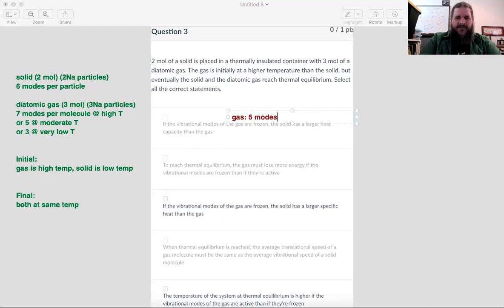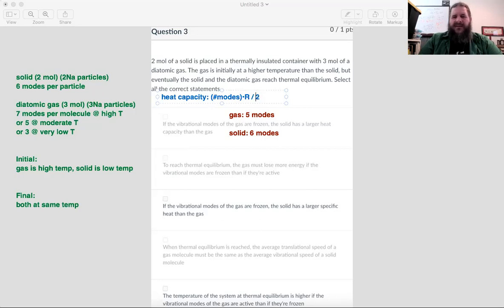Yeah, we'd have 5 modes per particle. And then the solid has a larger heat capacity than the gas. And we already know the solid has 6 modes per particle. So if we know the number of modes, how would we figure out the heat capacity? Yeah, CV per mole. So as we saw before, it's number of modes times R over 2.